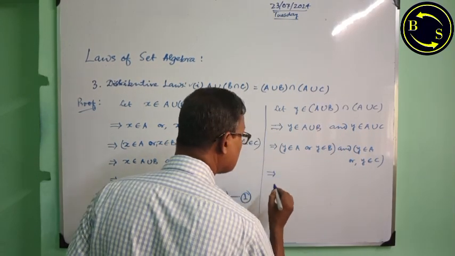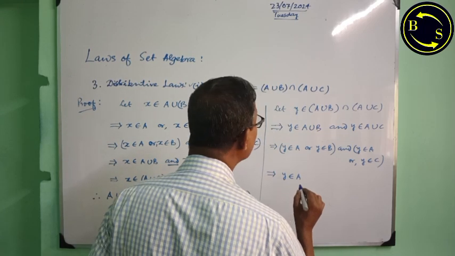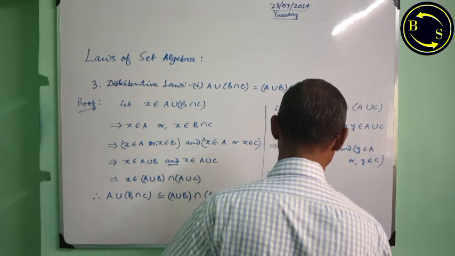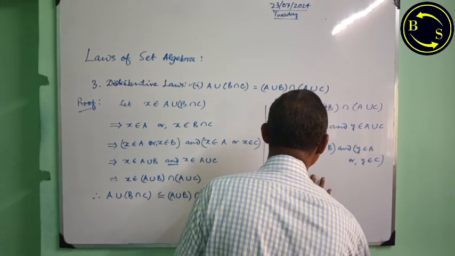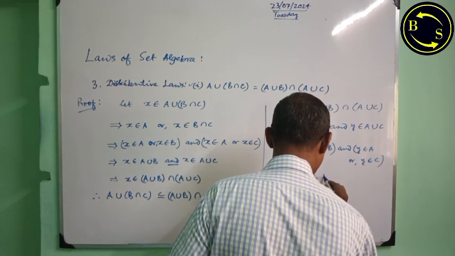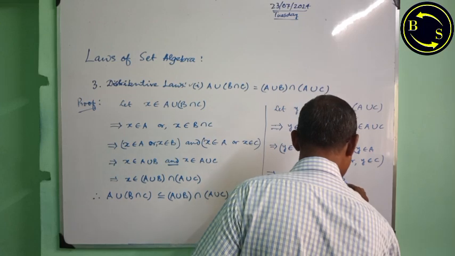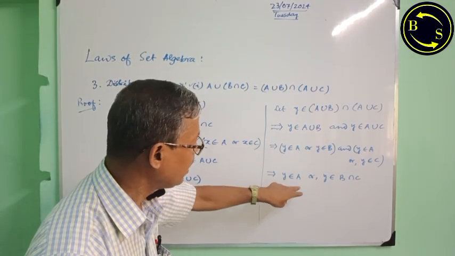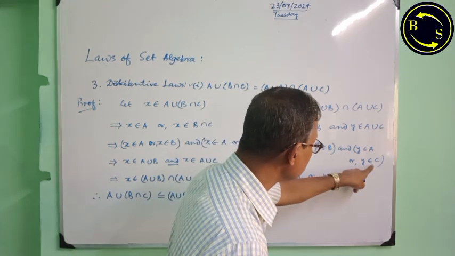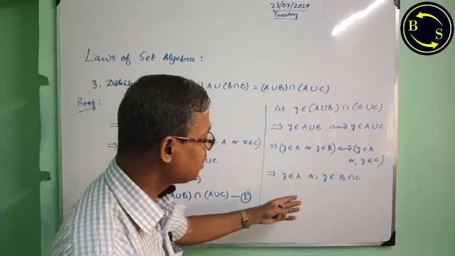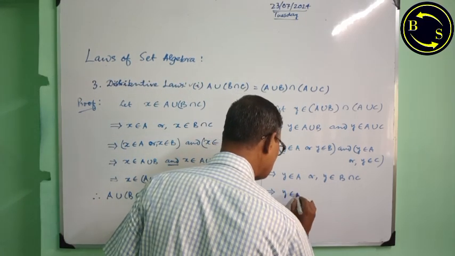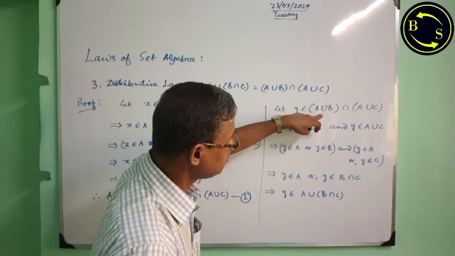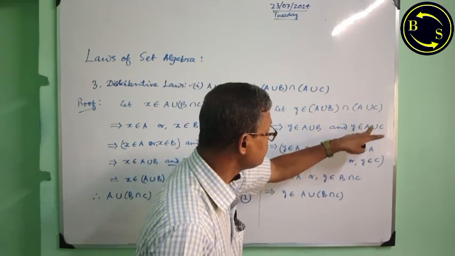Now I can write this Y belongs to A union B, Y belongs to A or Y belongs to B intersection C. Y belongs to A, Y belongs to A. Therefore, I can write Y belongs to A. And we find here Y belongs to B, here Y belongs to C. Therefore, I can say this one B intersection C. That means Y belongs to A union B intersection C. I started this one and got this result. Therefore, I can say this is subset of this.